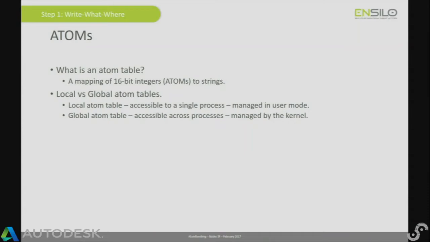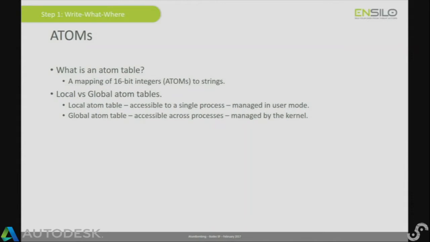Now, in order to understand how atom bombing works, we first have to understand what an atom table is. An atom table is simply a mapping of 16-bit integers called atoms into strings. Basically, as an app developer, I can call the OS, pass a string to it, and get an atom back, a 16-bit integer. Then whenever I want, I can ask the OS to give me the string back by giving it the atom that I got.